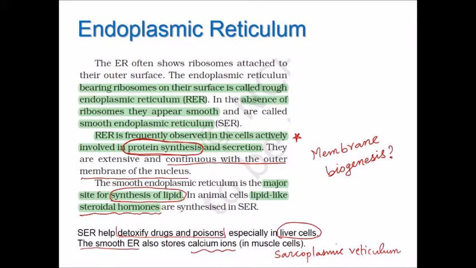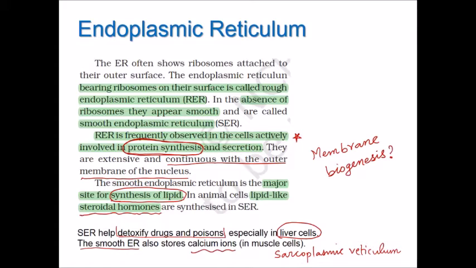Now, what do you mean by the word genesis? Genetical material? No. The word genesis means to produce, production. So membrane biogenesis means basically the production or synthesis of plasma membrane.